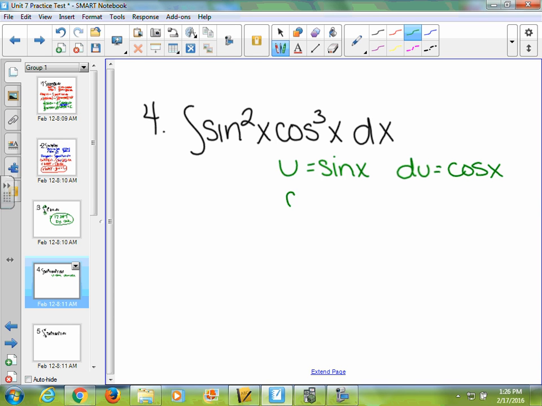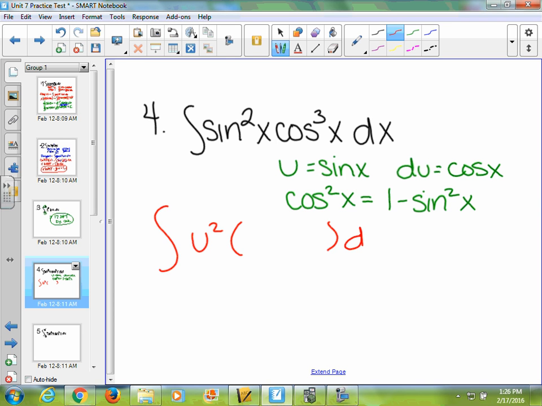And then I also know that one of my trig identities is that cosine squared of x is equal to 1 minus sine squared of x. So I'm going to rewrite this integral. Sine is going to become u, so u squared. I'm going to save out 1 cosine of x, so I would have cosine squared times cosine of x. One of those cosines of x becomes du, and the other cosine squared function becomes 1 minus sine squared, but sine is u, so 1 minus u squared.